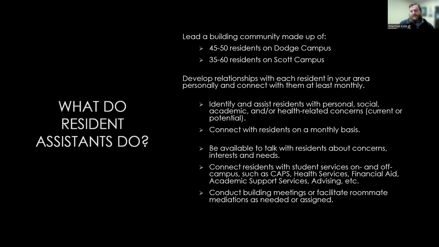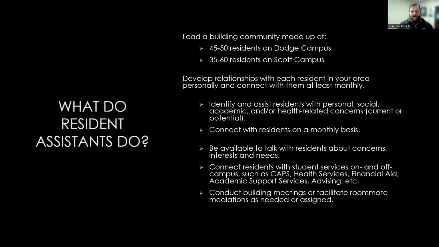The day-to-day tasks of resident assistants can look different, but we kind of break them into two categories. We talk about the relationship-oriented tasks and the relationship-oriented things that come with the RA position. And then we talk about the administrative side, right? There are administrative, tasky responsibilities that need to be completed as well.